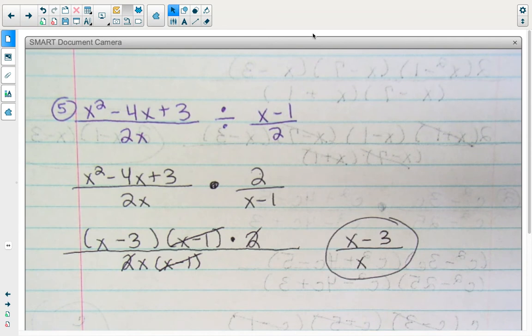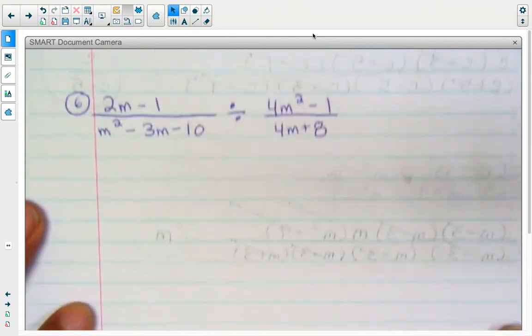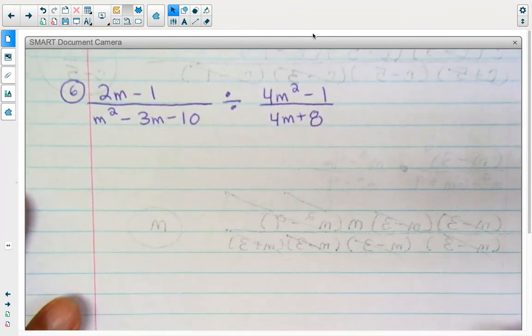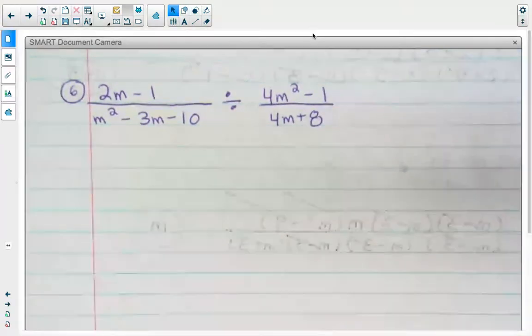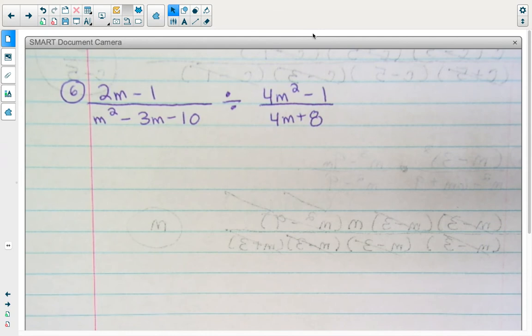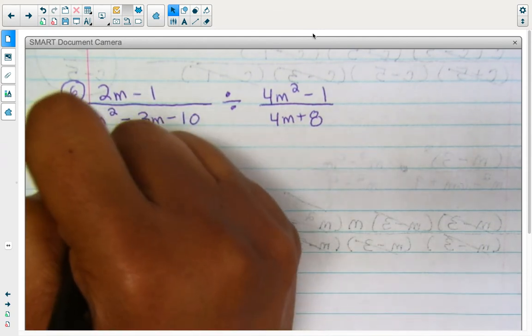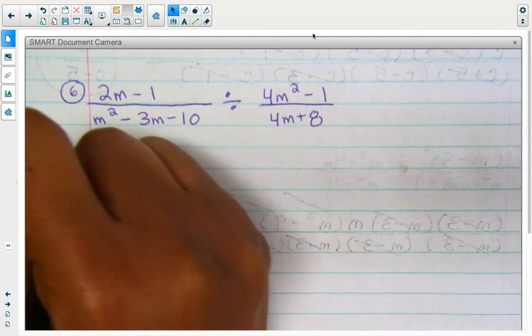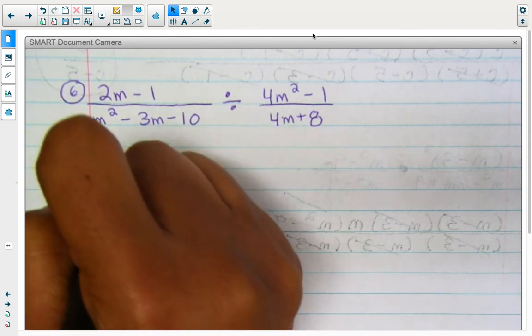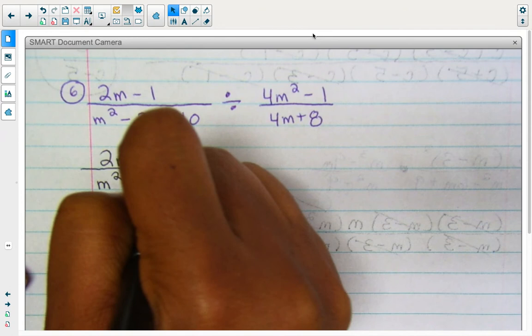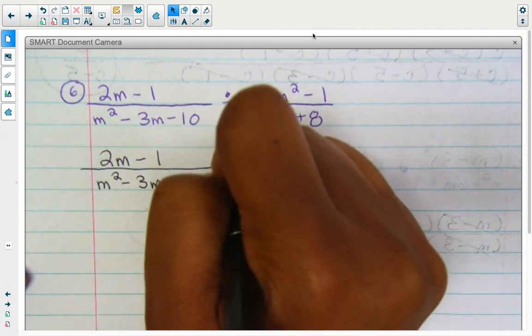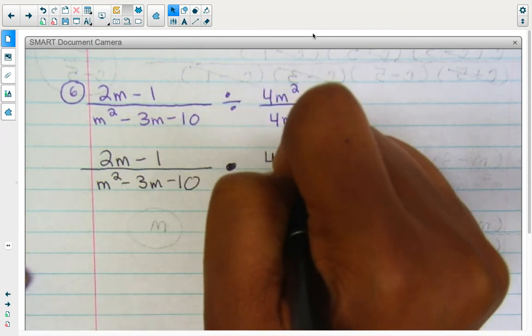All right, we're going to do one more division problem, so that we have 3 multiplying and 3 dividing. So let's get to our last dividing problem. We're going to keep, change, flip. So this is our last problem. So I'm going to keep the first one: 2m minus 1 over m squared minus 3m minus 10. Change the division to multiplication and flip.